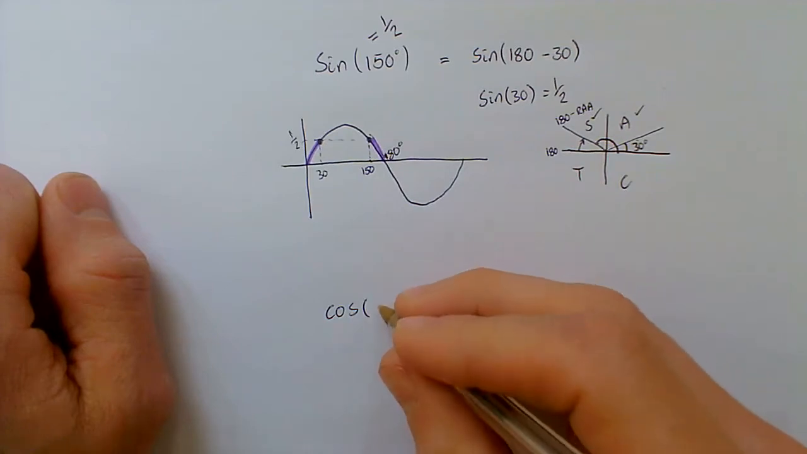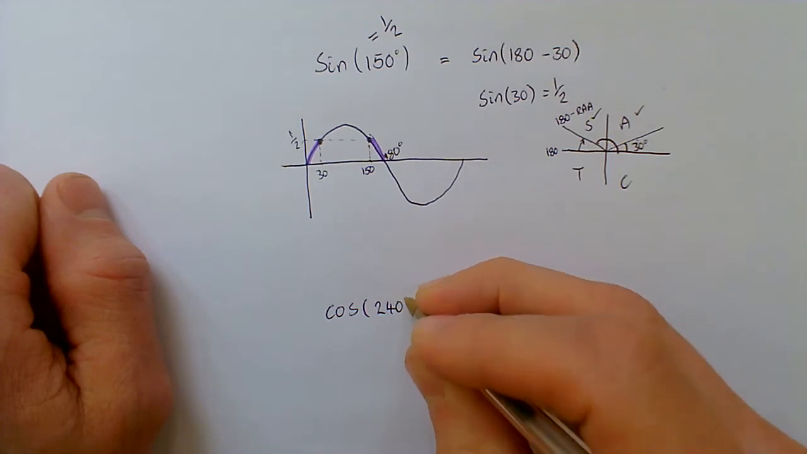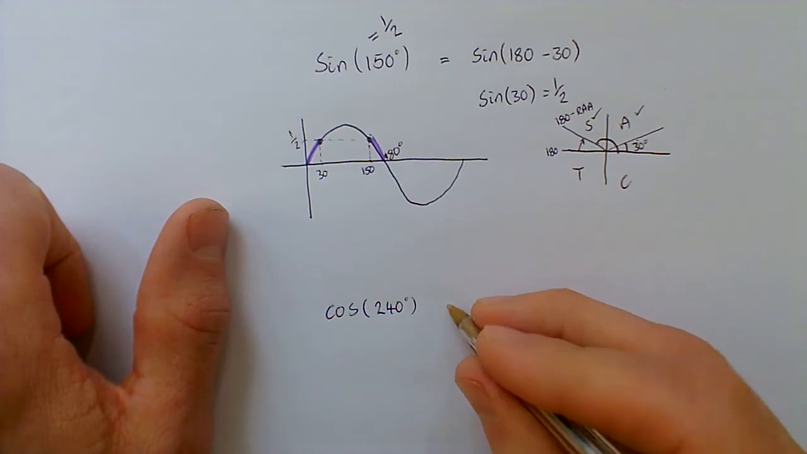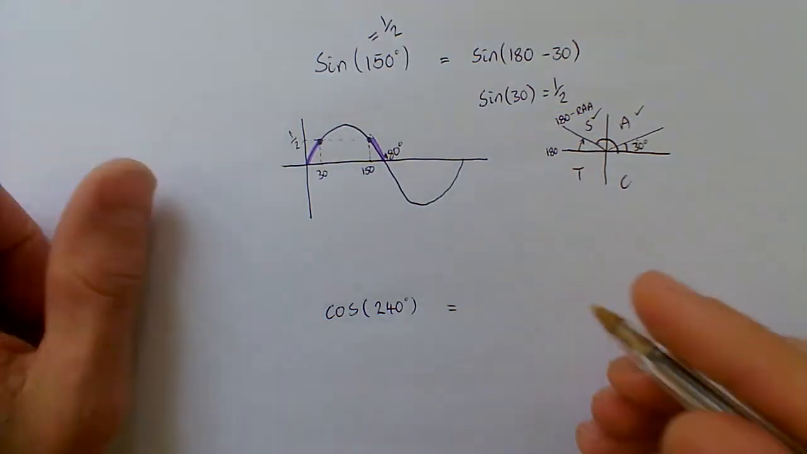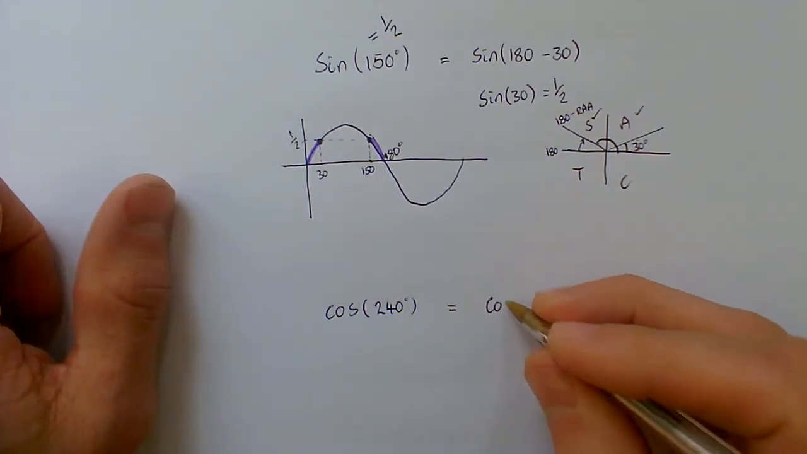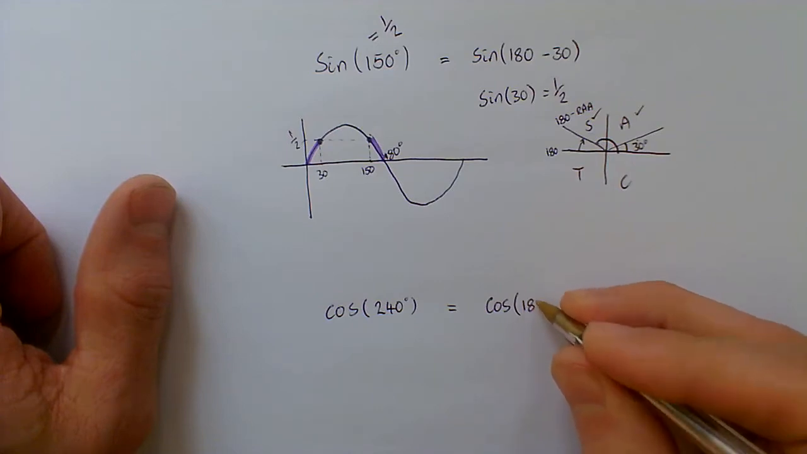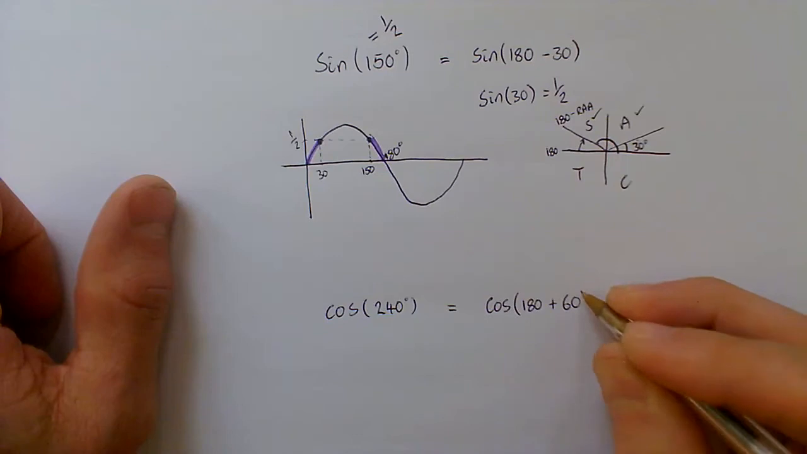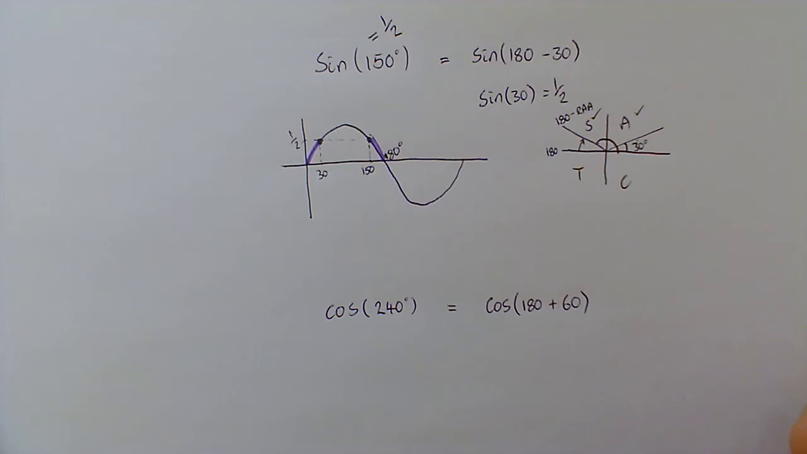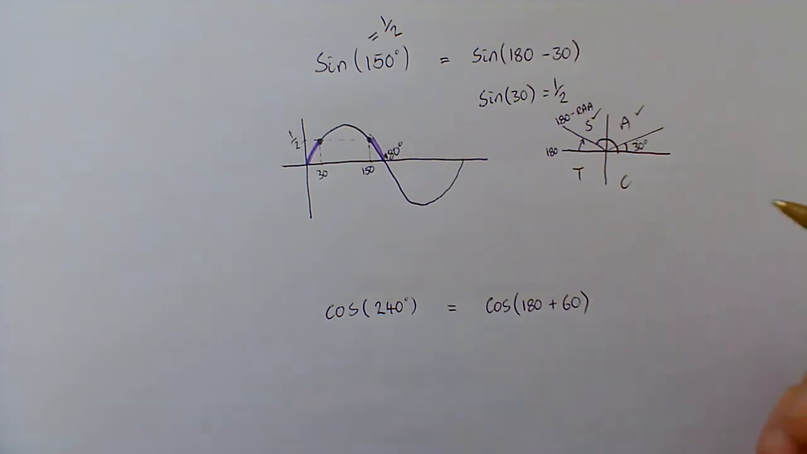So cos of, and let's go for 240 degrees. Now we somehow need to relate that back to one of the angle facts that we know that's less than 180. Well, I can spot that that is the same as cos of 180 plus 60. So you're always trying to relate it to adding or taking away 45, 30, or 60, which is where our link to the exact values table comes in.